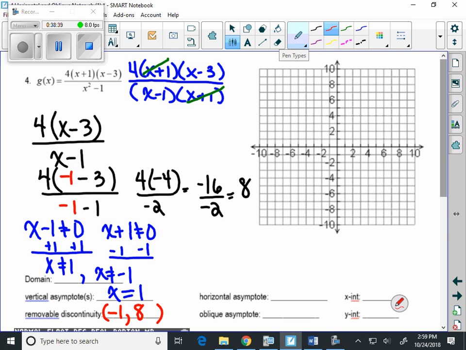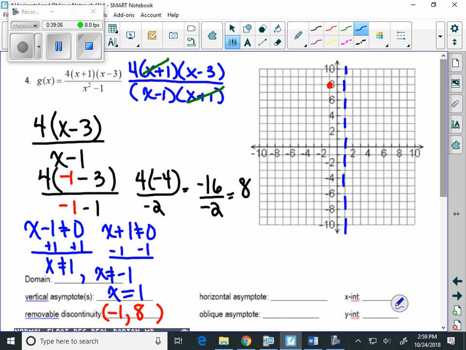Over here in the graph, we're going to put in, at the point negative 1, 8, an open circle right there. Hard to get that drawn in. We also know that we have a vertical asymptote at x equals 1, so we might put that in at this point in time too.